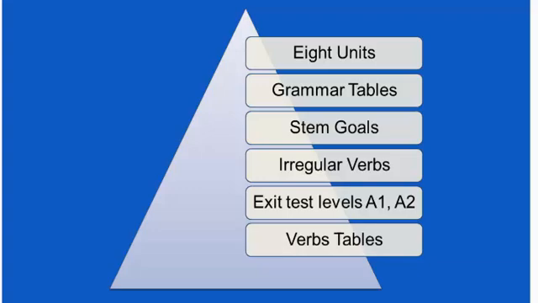The grammar tables are super important. Sometimes, I know why, but English likes to be like math, and we have to follow some formulas that make the result a well-structured sentence. Okay? The irregular verbs. This is a part that I really don't like.